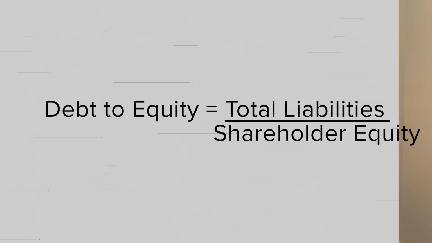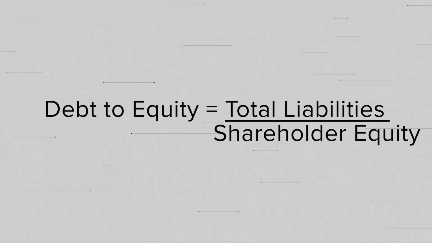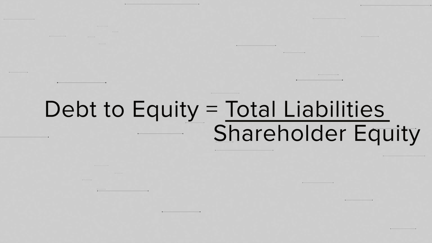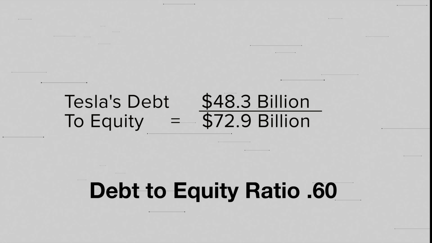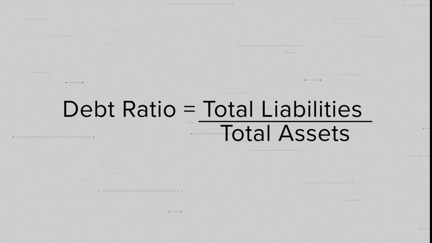So our first ratio will be the debt to equity ratio, and this is total liabilities divided by shareholders' equity. If the ratio is 1, that means you're using equal parts debt and equity. If it's 2 or higher, lenders might start sweating a little bit. Tesla's total liabilities per their 10K is $48.3 billion, and their shareholders' equity is $72.9 billion, giving a debt to equity ratio of 0.6.